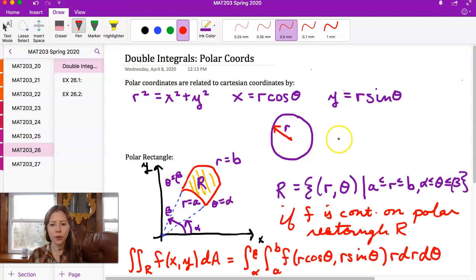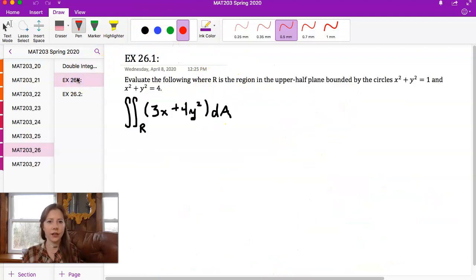Okay, so let's go and try out an exercise together. We're going to evaluate the following, where R is the region in the upper half plane bounded by the circles x squared plus y squared is equal to 1, and x squared plus y squared is equal to 4. So let's first just sketch out our region.